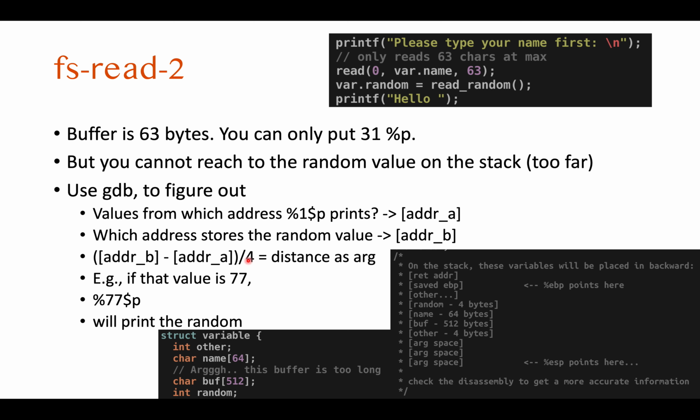So if this value is 77, and you apply %77$p, then that will print the random number. So you need to figure out the actual distance to solve this challenge, and if you match the correct number, then you can exactly print out the random number by skipping all the unnecessary parts of the stack.